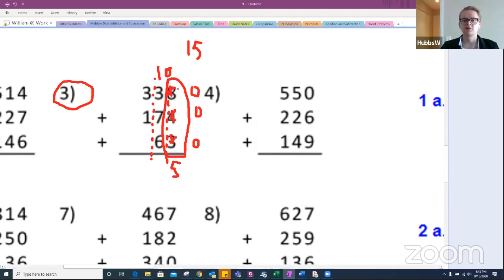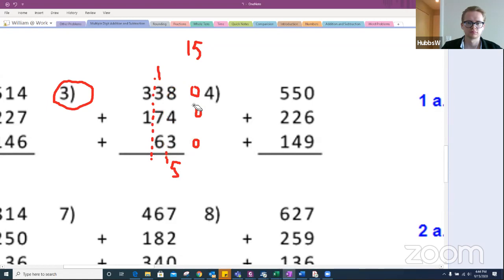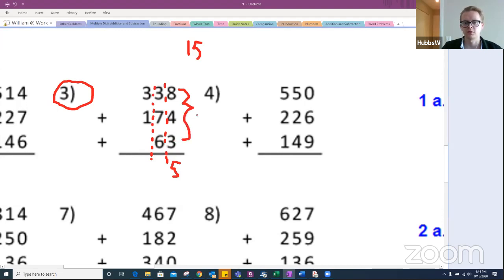Okay, so does it make sense to you how we got to 15? Because 15 is 8 plus 4 plus 3, right? Because 4 plus 3 is 7, right? If you hold up 4 fingers and you have 3 fingers and you put those 3 with the 4, you have 7. And then 7 plus 8 is how many?